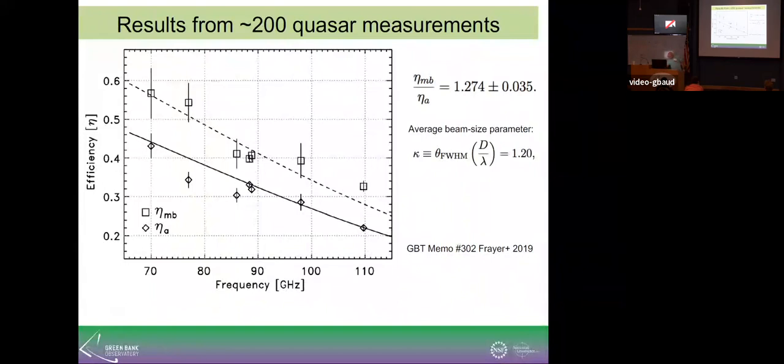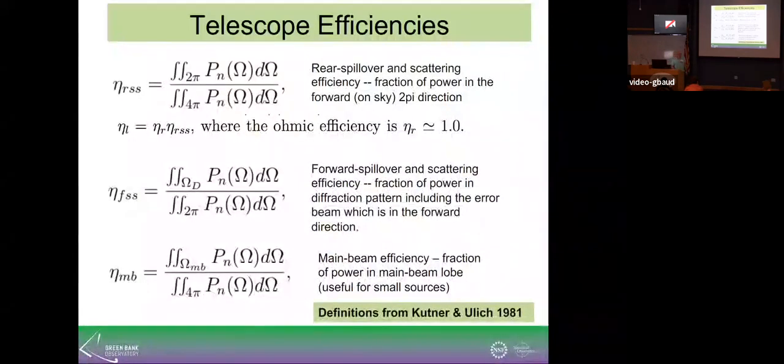So here, now, telescope efficiencies. This might bore some people, I apologize, but I think it's useful to go over. These definitions are from Kutner and Ulich, 1981. If you ever do millimeter astronomy, I would highly recommend looking at this paper. It's a nice paper to go through, and it gives a lot of the background. But we use a lot of different terminology in terms of efficiencies. We have the fraction of power in the forward 2 pi direction. So the antenna has power everywhere.